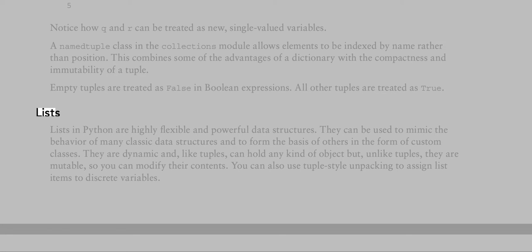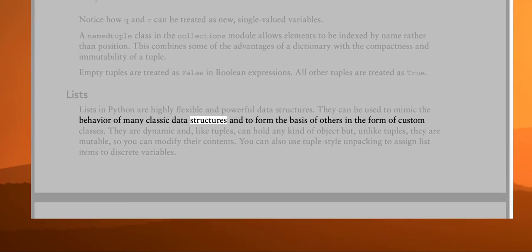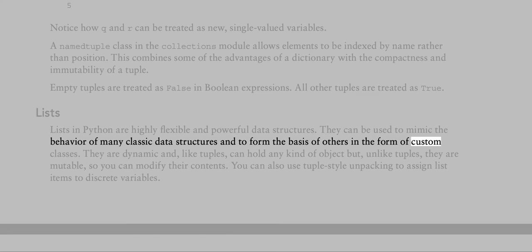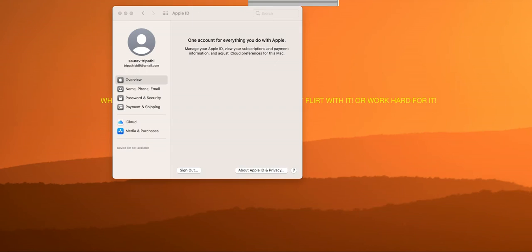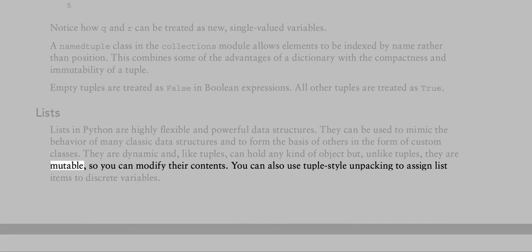Lists. Lists in Python are highly flexible and powerful data structures. They can be used to mimic the behavior of many classic data structures and to form the basis of others in the form of custom classes. They are dynamic and, like tuples, can hold any kind of object, but, unlike tuples, they are mutable, so you can modify their contents. You can also use tuple-style unpacking to assign list items to discrete variables.